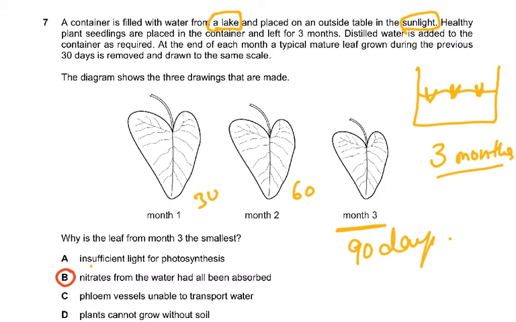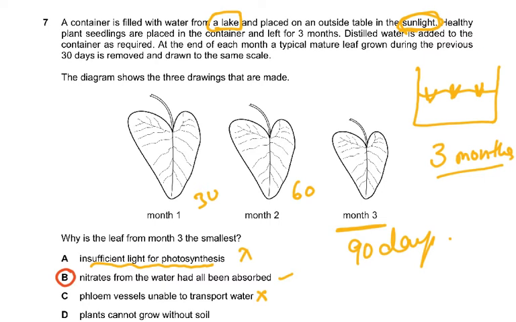You see, it can't be insufficient light for photosynthesis because it says it was placed in sunlight. So this is wrong. Nitrates from the water had all been absorbed. Yes, because you're just adding distilled water and whatever nitrates might have been in the lake water. So this was the correct answer. But phloem vessels were unable to transport water? Why? There's no reason why the phloem stops transporting, and plants cannot grow without soil.